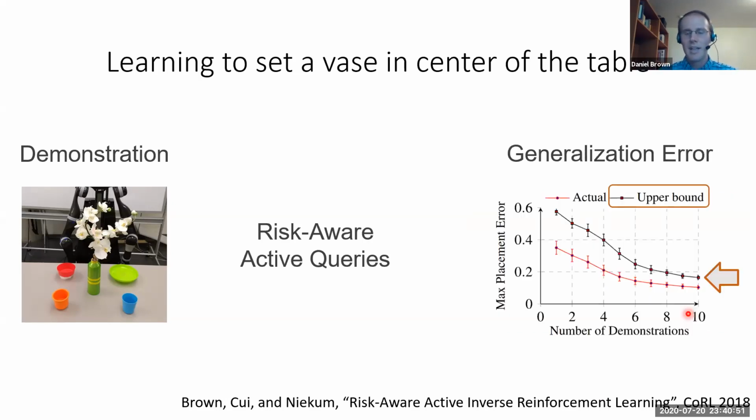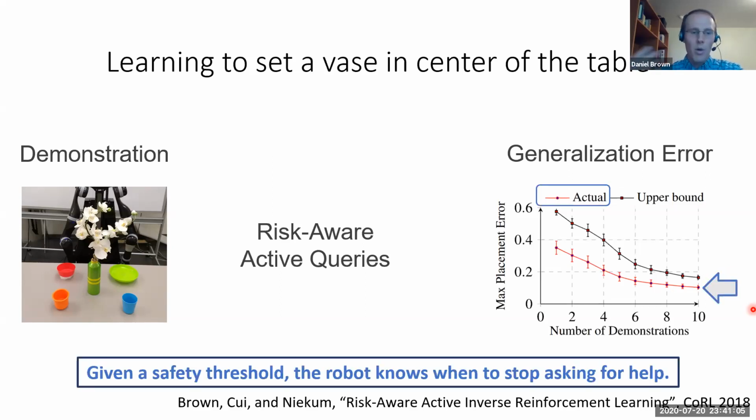And what we showed is having these value at risk bounds are nice because empirically they provide really tight upper bounds on the actual generalization error on this held out set of tests, where we're plotting the actual and the predicted max placement error. And so one cool thing that could be an extension of this work is, given a specific safety threshold, we could potentially have a robot that knows when to stop asking for help. So given a certain number of demonstrations, it can say, okay, you can stop now. I'm now 95% confident that I've met your safety threshold.